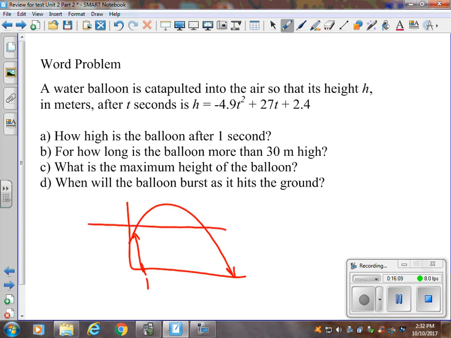Okay, let's say 30's here. And 30's also here, because it may have passed 30 on the way up and it may have passed 30 on the way down, unless that was the maximum, right? If that's the case, how long it's in the air would be from here to here. I'd need to know how much time that is. How would I figure that out?